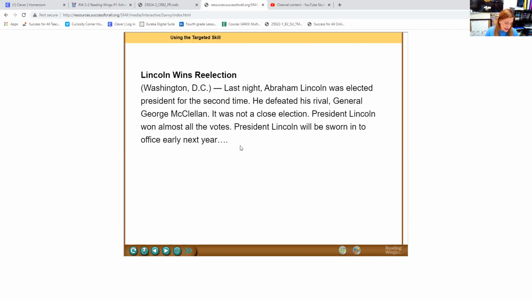So I just checked to see if my prediction's accurate. I used the headline as a clue to guess what it would be about. And my prediction matched what I learned from the article. I read about how he beat George McClellan to win the re-election. My prediction matched up this time, but it's important to remember that sometimes our predictions might not match what is in the text.